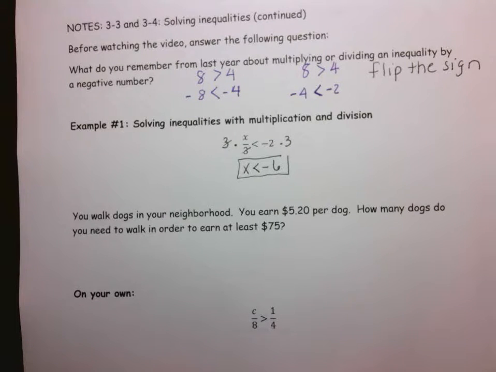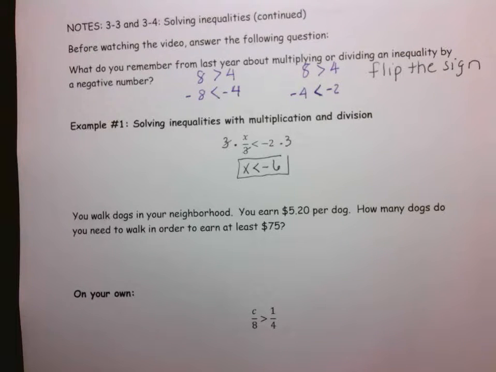And let's go ahead and practice more problems where we are creating an inequality from a situation. So you walk dogs in your neighborhood and you earn $5.20 per dog. How many dogs do you need to walk in order to earn at least $75? Again, I know you've solved problems like this in real life in your head, and I know you know how to do this just logically, but we're trying to create an inequality that describes this situation.